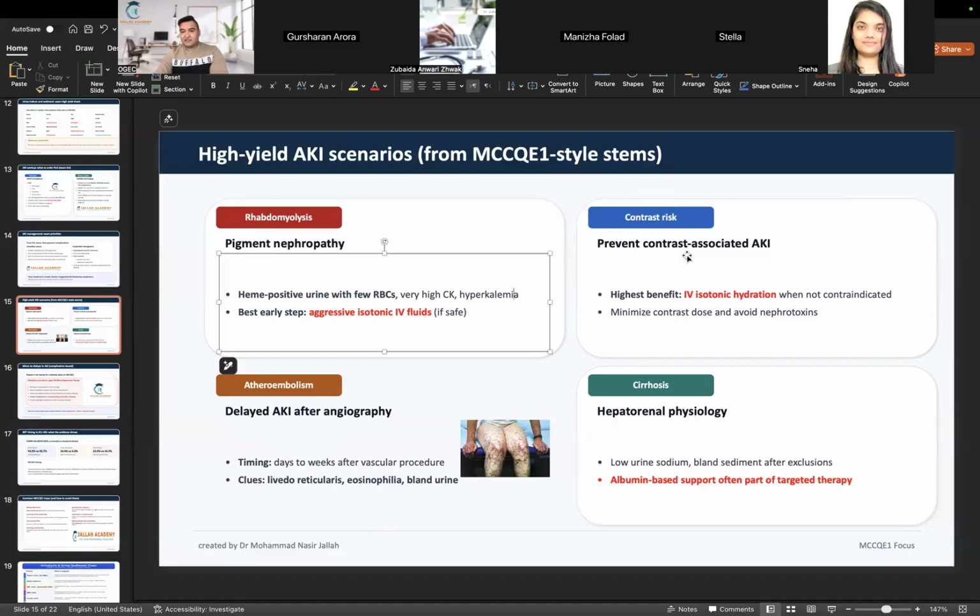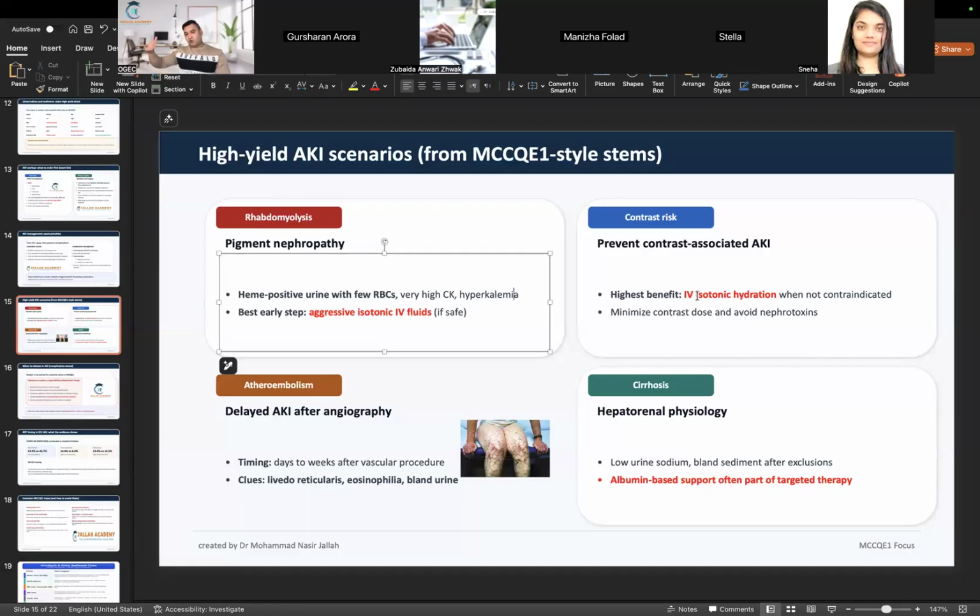Contrast risk. This is also very commonly tested. Remember, prevent the contrast-associated acute kidney injury. Highest benefit: IV isotonic hydration. When not to use contrast, especially if they want to test you on this one, since we are going to have a separate lecture about chronic kidney disease, they usually give you a scenario about somebody who needs to go under CT scan imaging, but the patient has a long history of kidney disease.